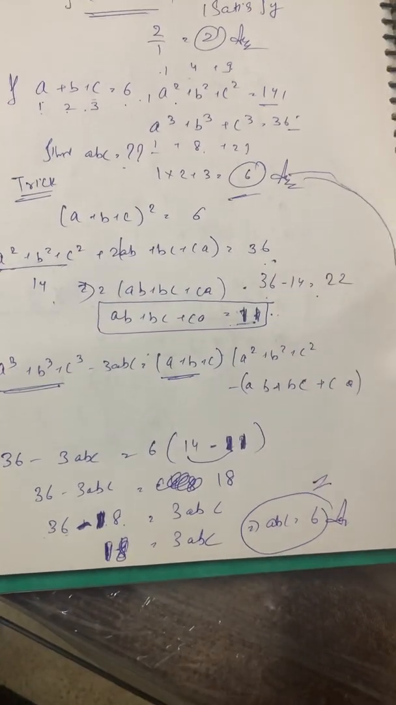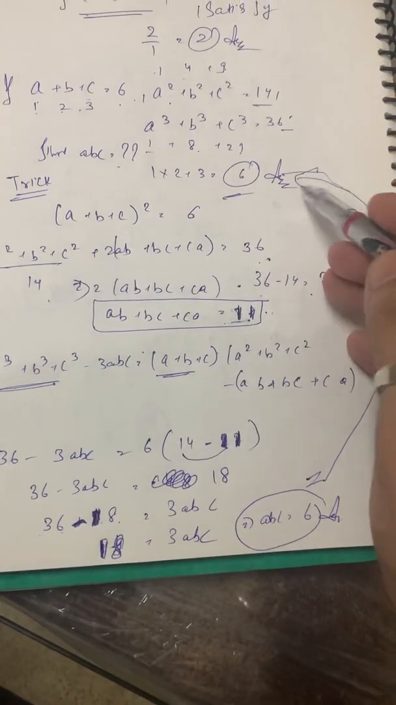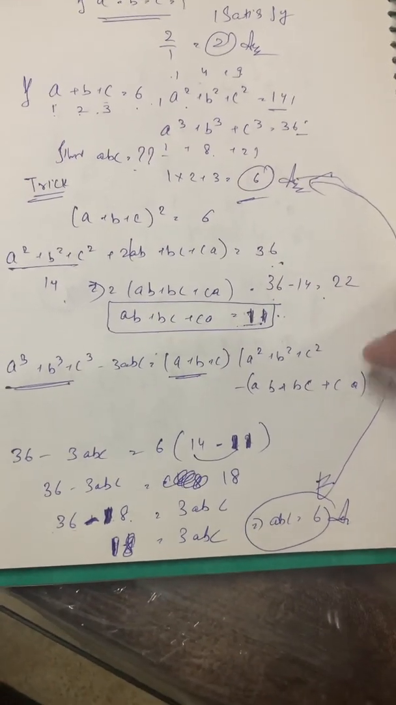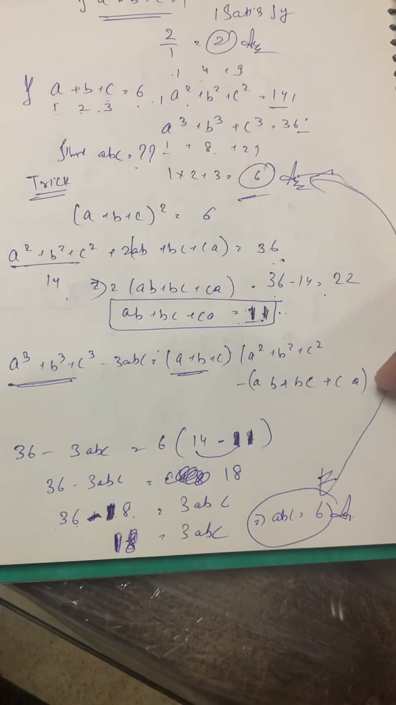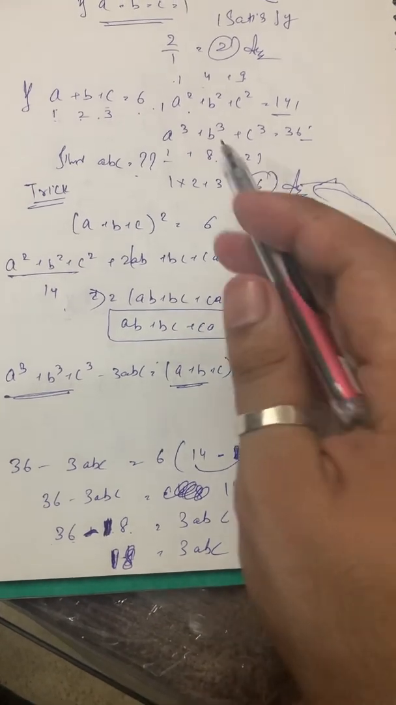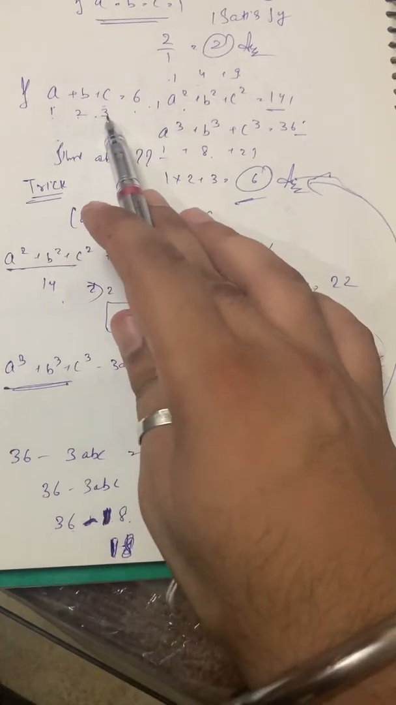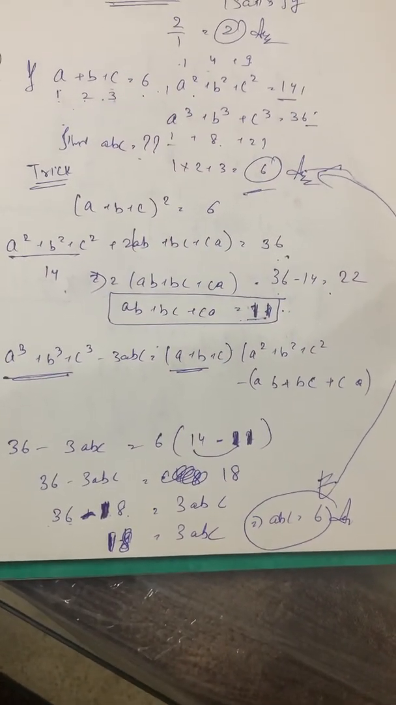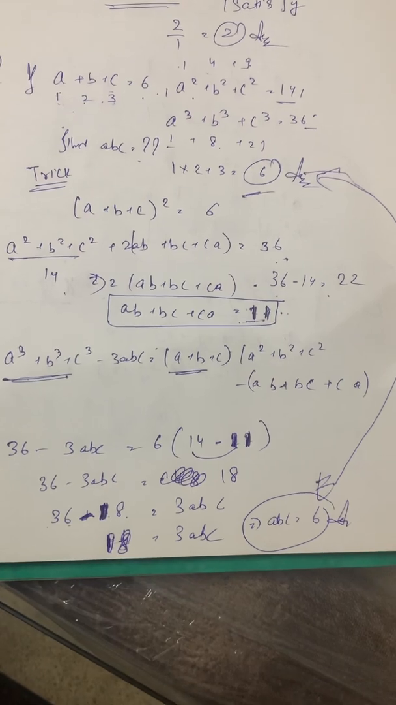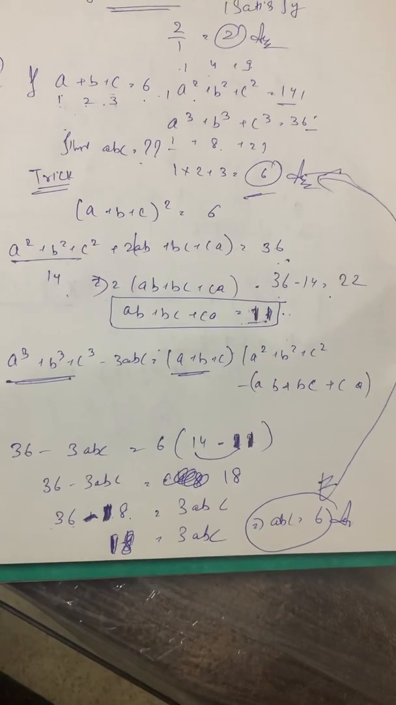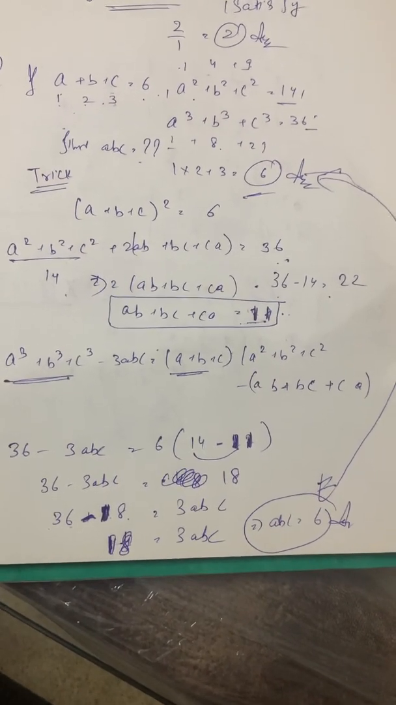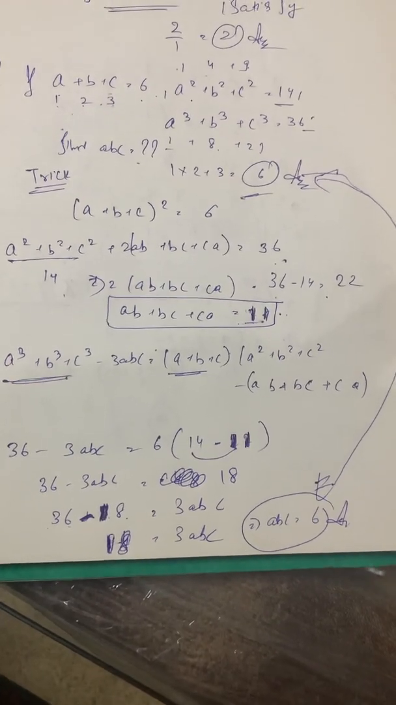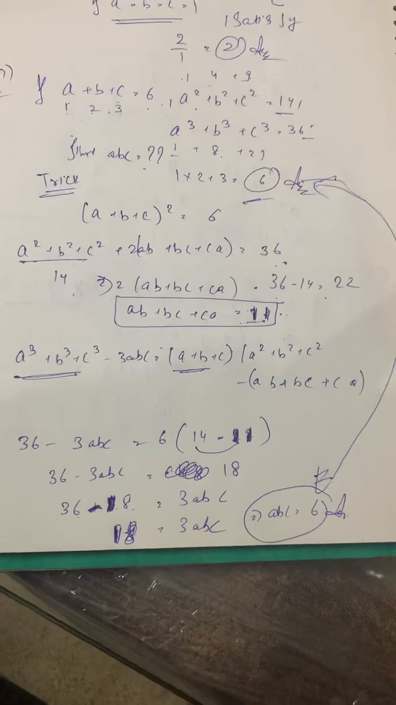See, directly the answer is 6. This is a direct answer, that is 6. No need to waste time anywhere in any question. Directly we can get our answer as 6. What I did here, I took a as 1, b as 2, c as 3. Now who told me to take a as 1, b as 2 and c as 3? My brain only, right? We need to put and we need to satisfy. Till we are not getting the exact values, we can't continue with the flow, right? We need to have the exact value first of all to continue with the flow.